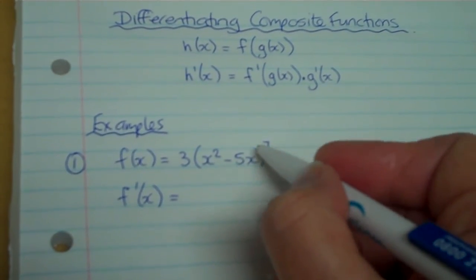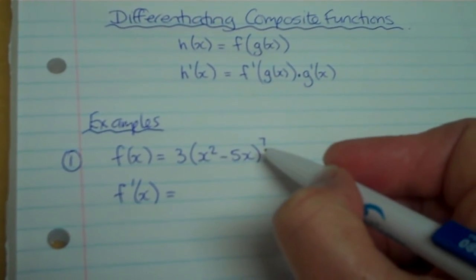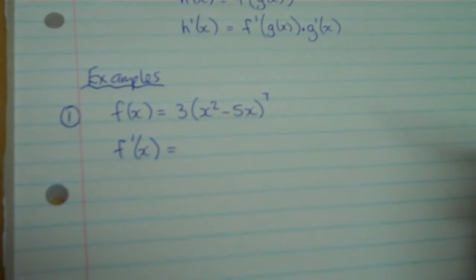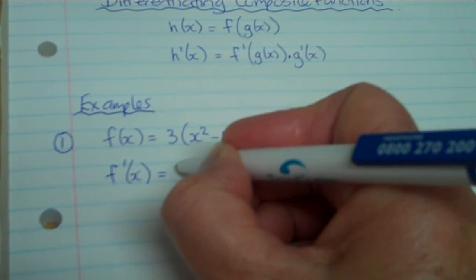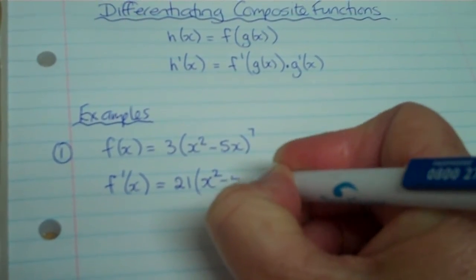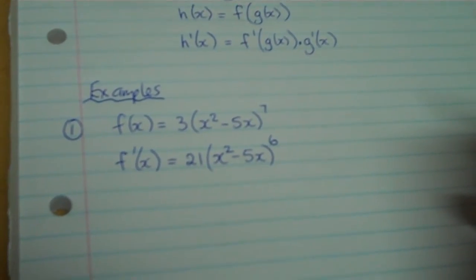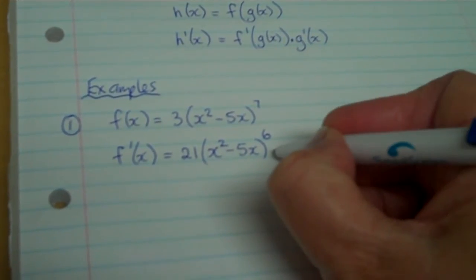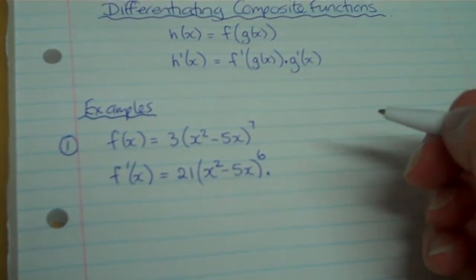The inside function is within this bracket, x squared minus 5x. The outside function is the 3x to the power of 7. So differentiating that to the power of 7, we have 3 7s are 21, leaving the x squared minus 5x, the inside function, alone. So we've got 21 x squared minus 5x all to the power of 6. Then we have to multiply by the derivative of that inside function.